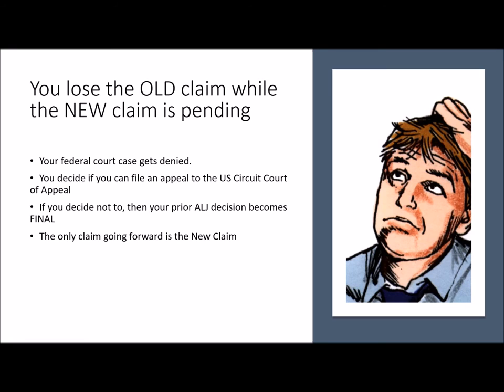That's fairly straightforward. The United States District Court has made the decision that there's nothing more they can do with this case. The commissioner got it right, and you've decided not to appeal it any further. Then, for all intents and purposes, that old case is dead. You're now focusing on the new claim, unless some other legal issue pops up, and this is why I say you need to get your representative if you're not sure. For all purposes, that case is pretty much done.